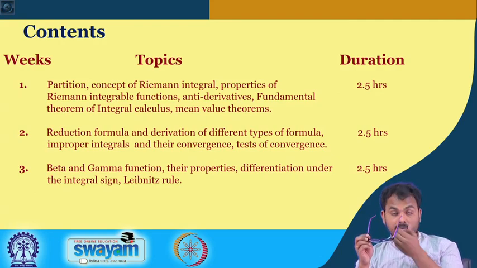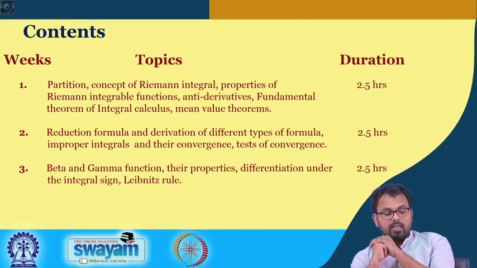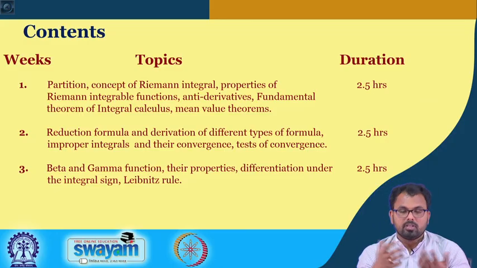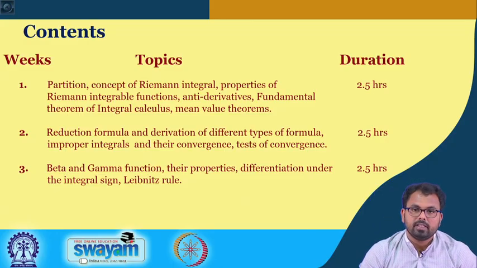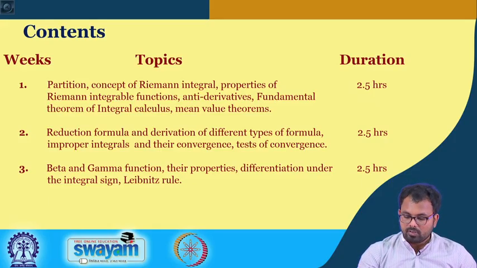We also learnt about some tests for convergence. All right. And afterwards we moved to beta and gamma functions. We looked into their properties. We learnt about differentiation under the integral sign, Leibniz theorem, and things like that.